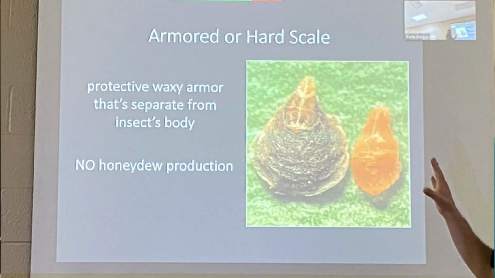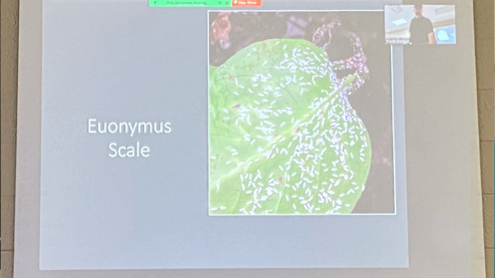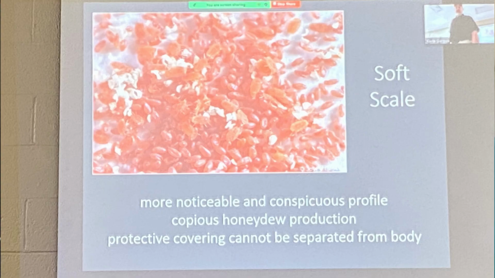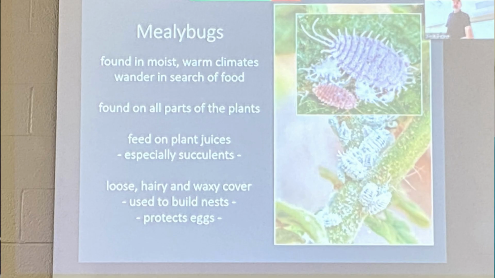Armored or hard scale: protective waxy armor that separates from the insect body, no honeydew production. That's a unanimous scale. Soft scale: more noticeable and conspicuous profile, copious honeydew production, protective covering cannot be separated from the body. These are mealybugs, found in moist, warm climates, and they wander in search of food.